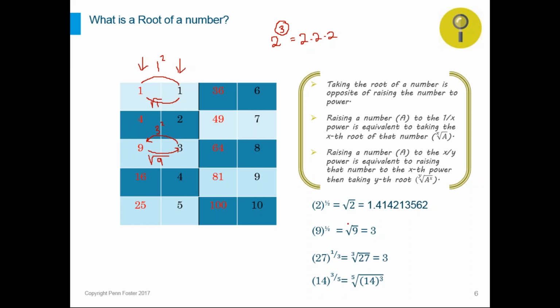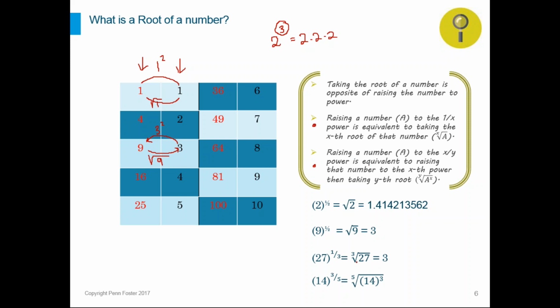So another example, if you raise 27 to the 1 over 3 power, that means you're taking the cube root of 27. So you should be clear on what fractional exponents mean. They mean roots. And those rules will teach you how to rewrite a fractional exponent in terms of roots.